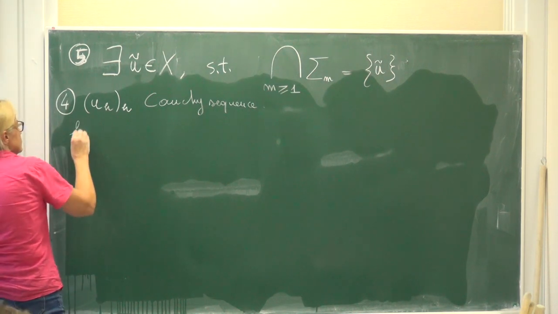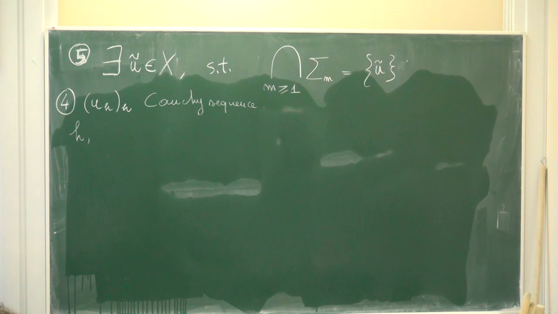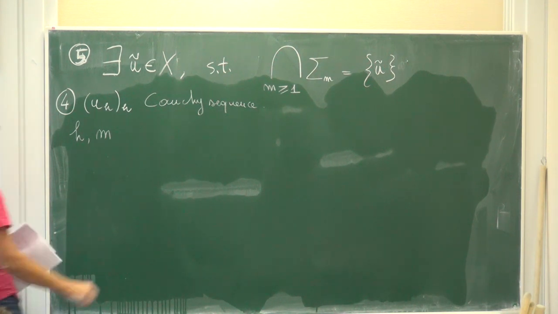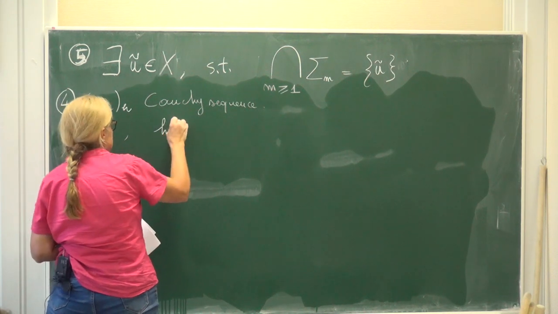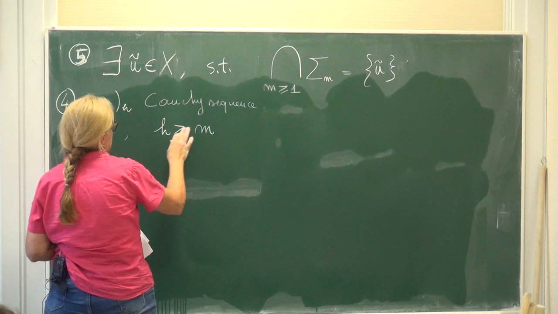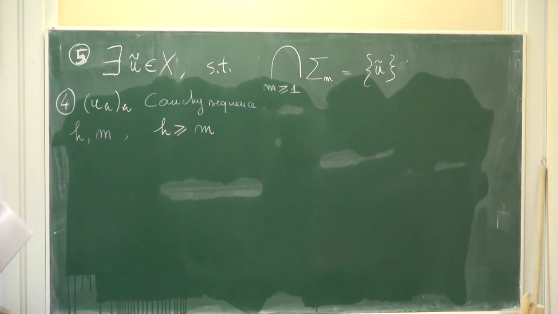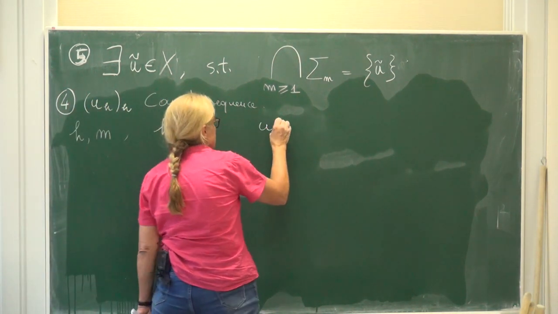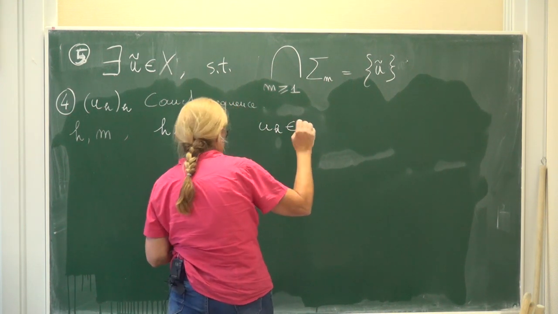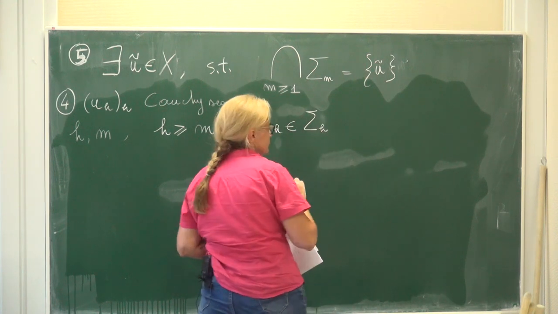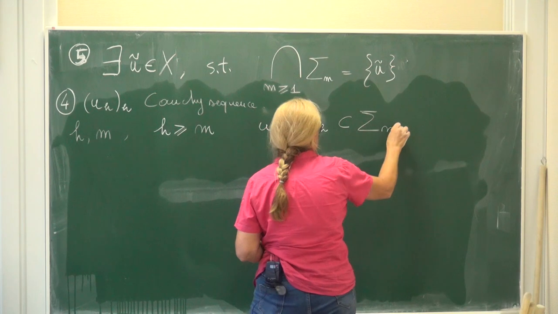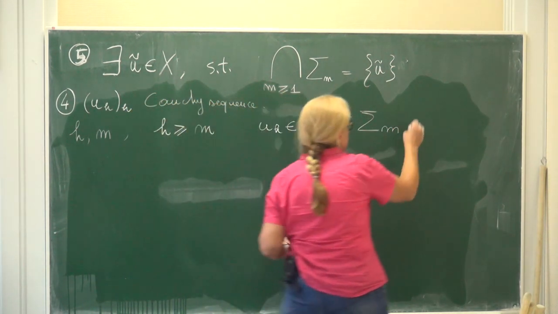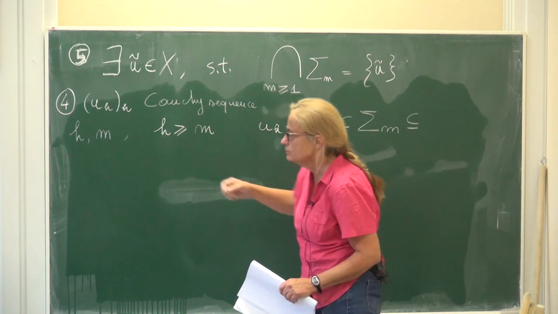What does it mean? Take indexes larger than 2, and assume, just to fix ideas, that h is smaller than m. If they are equal, it's really trivial. M is large. So if u_h is in sigma_h, which is contained in sigma_m, which is contained by some step 2, perhaps.